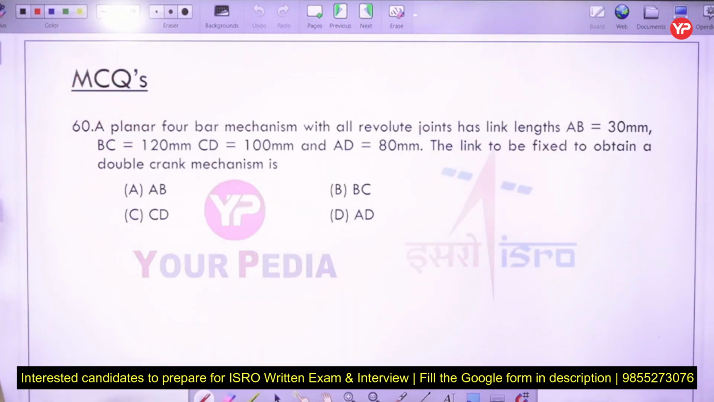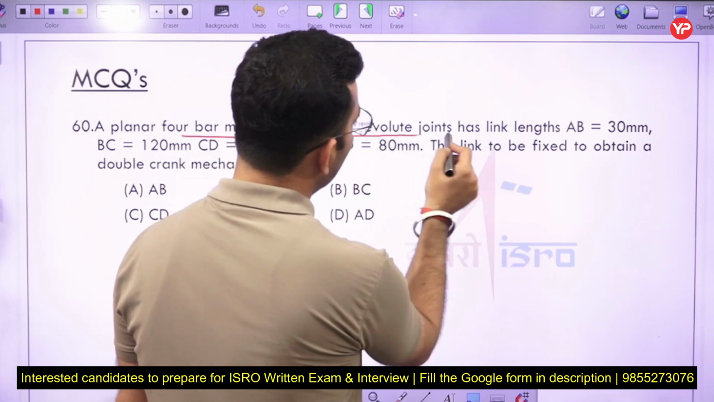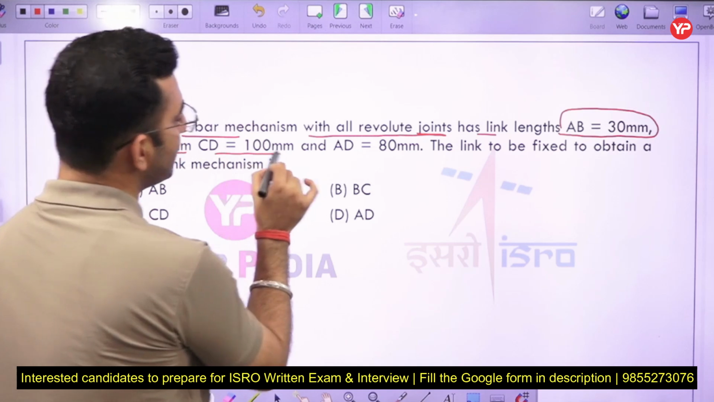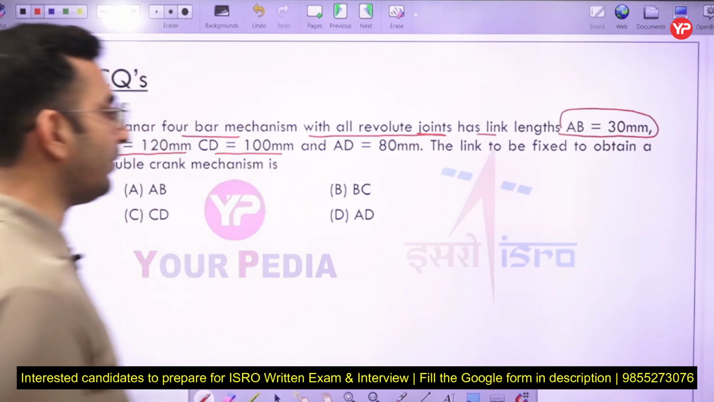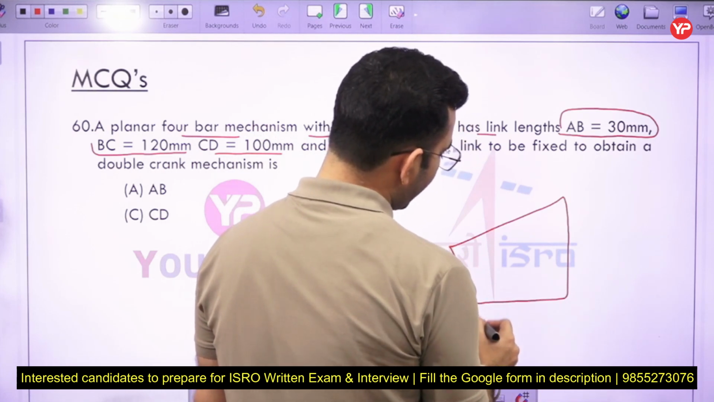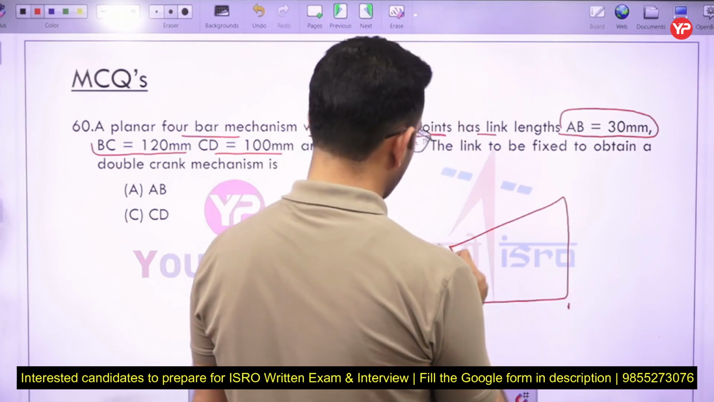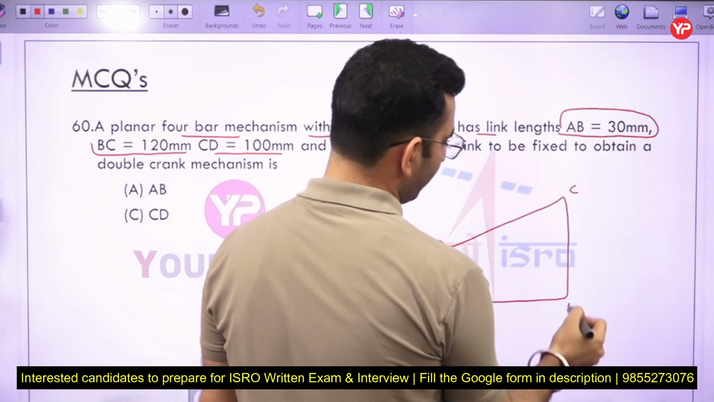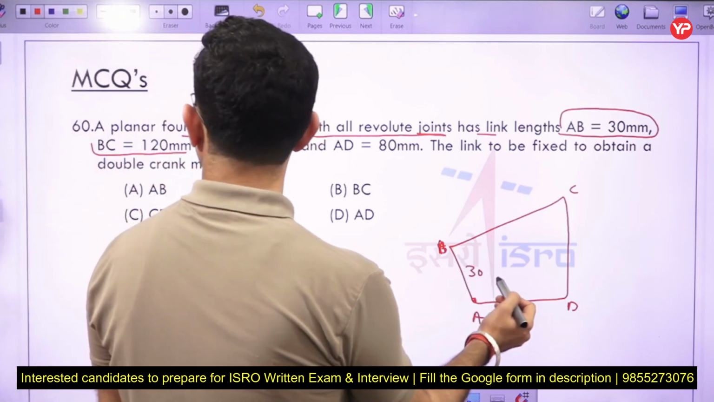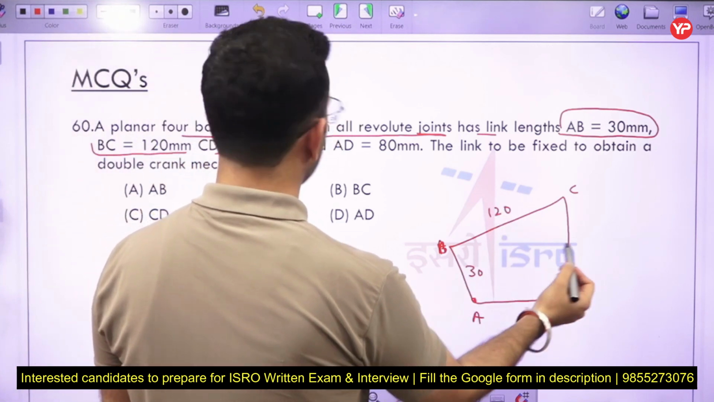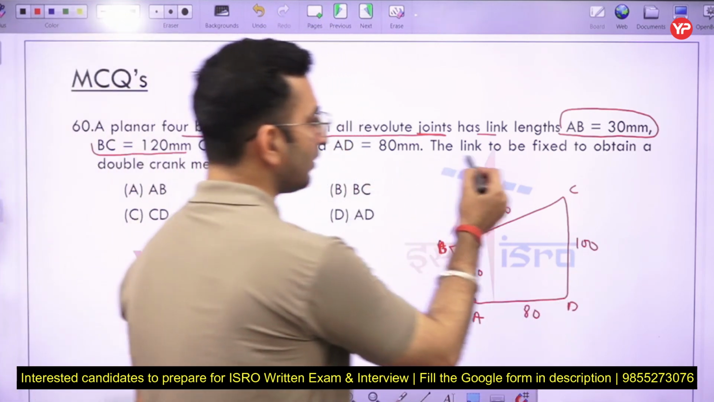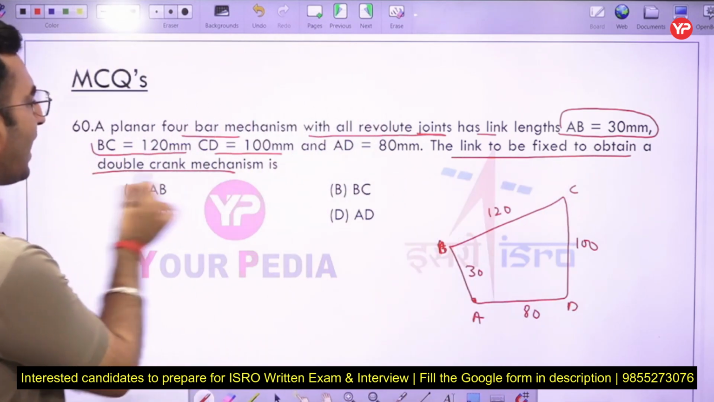Next, a planar 4-bar mechanism with all revolute joints has link lengths AB equal to 30 millimeter, BC equal to 120 millimeter, CD equal to 100 millimeter, and AD equal to 80 millimeter. So here we have a 4-bar mechanism. AB is given as 30, BC is 120, CD is 100, AD is 80. Which link is to be fixed to obtain a double crank mechanism?